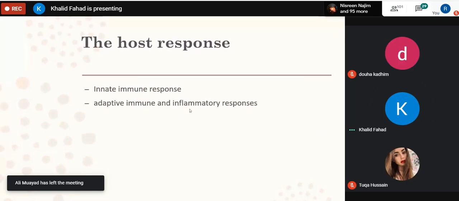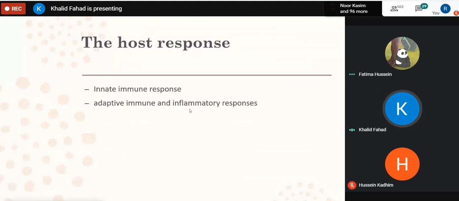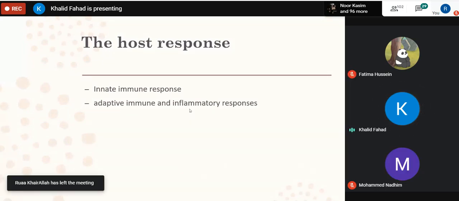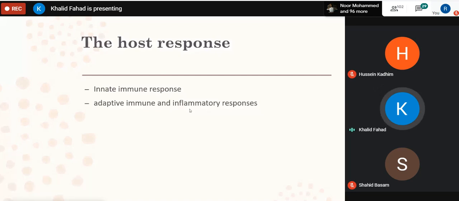What about the host response to the invading pathogen? As you know from immunology, the host has two types of responses, either the innate immune response or the adaptive immune and inflammatory responses.